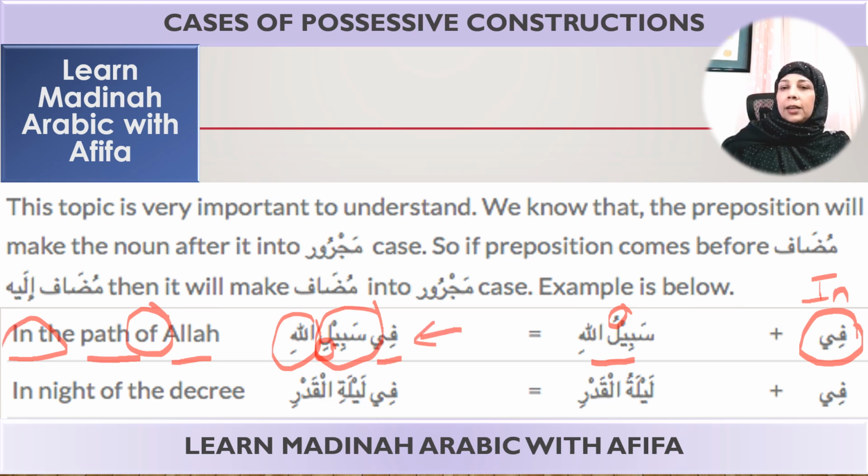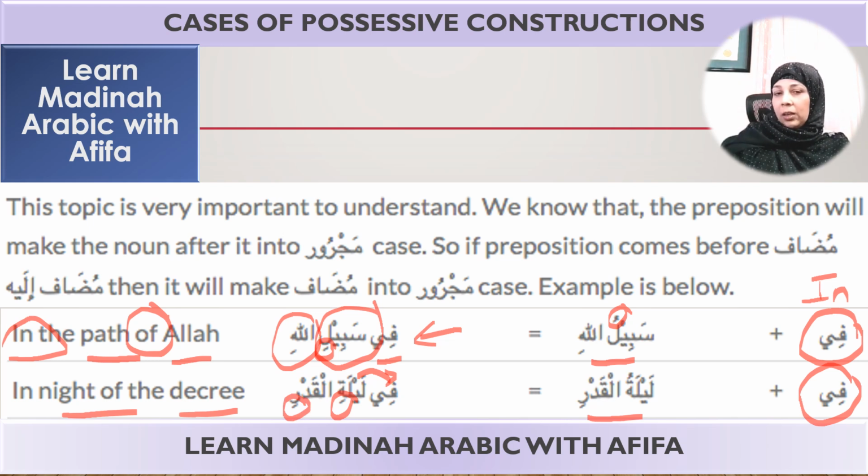Okay. Now the next one is Laylatul Qadr. So it means night of the decree. Right? Okay. So here the mudaf is Laylatu and Al-Qadr is the mudaf ilayhi. Now add the preposition fi, which means in. So the meaning becomes in night of the decree. Fi laylatil qadri. So here we observe that laylati takes a kasra now, right? So the mudaf now bears a kasra because the preposition fi came before it. And mudaf ilayhi is going to have a kasra anyway, right?